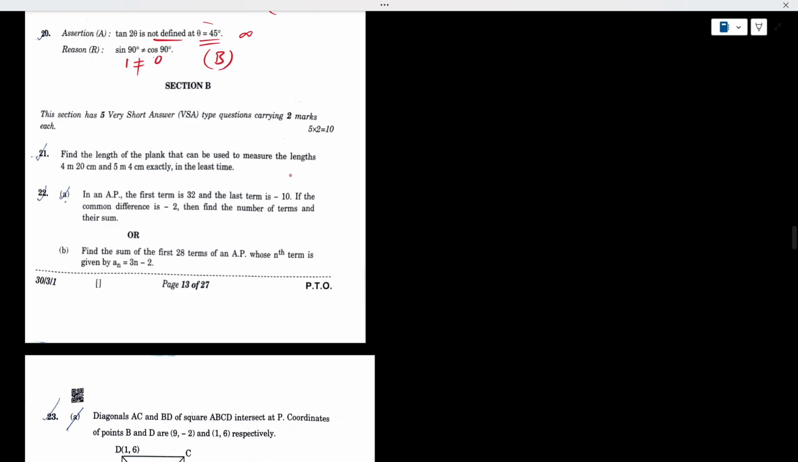Let us go for section B here. It is given here very short answer. Each question carries 2 marks. It's written here, find the length of the plank that can be used to measure the length 4 meter 20 centimeter and 5 meter 4 centimeter exactly in the least time. Now exactly means it's an equal division. You will take here 420 centimeter and 504 centimeter. You need to find out the HCF. HCF is going to be 84 centimeter.